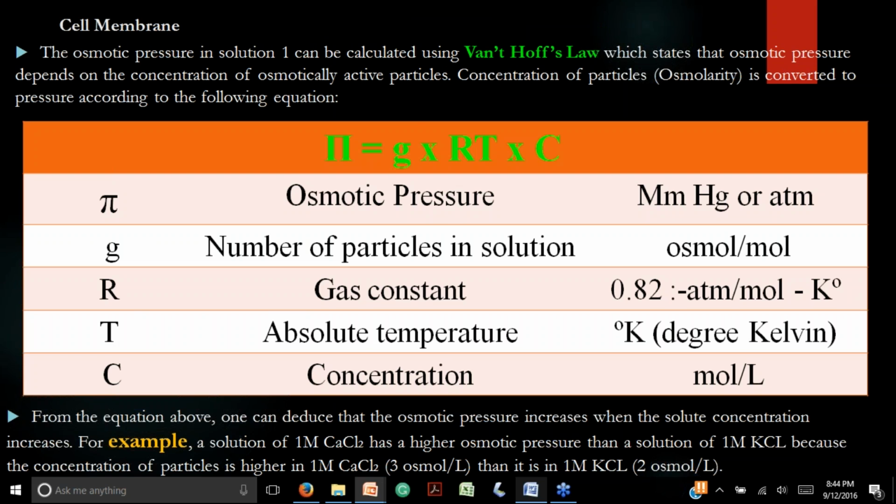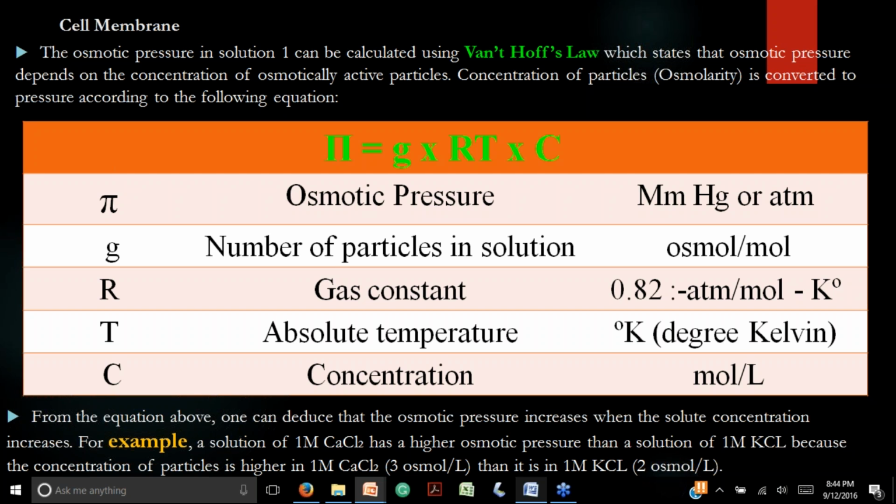Okay, so here we have the Van 't Hoff law, and here we have osmotic pressure. What is the osmotic pressure? A very simple way to understand it is how much pressure is making the fluid pass from one side to the other. And it depends on the difference of concentration of solutes on both sides.